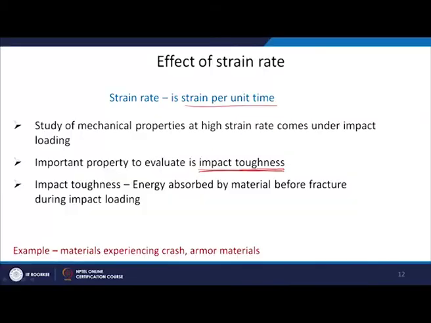If it absorbs more energy, then it will transmit less energy into the cabin, and you will be saved. Nowadays, if you see some automobile advertisements, they actually tell you that they are using very high strength steels, to improve the crashworthiness of the material. So, those materials will be able to absorb more energy during deformation. Impact toughness is basically the energy absorbed by a material before fracture during impact loading. For example, materials experiencing a crash, or armor materials, also have to have good impact toughness.